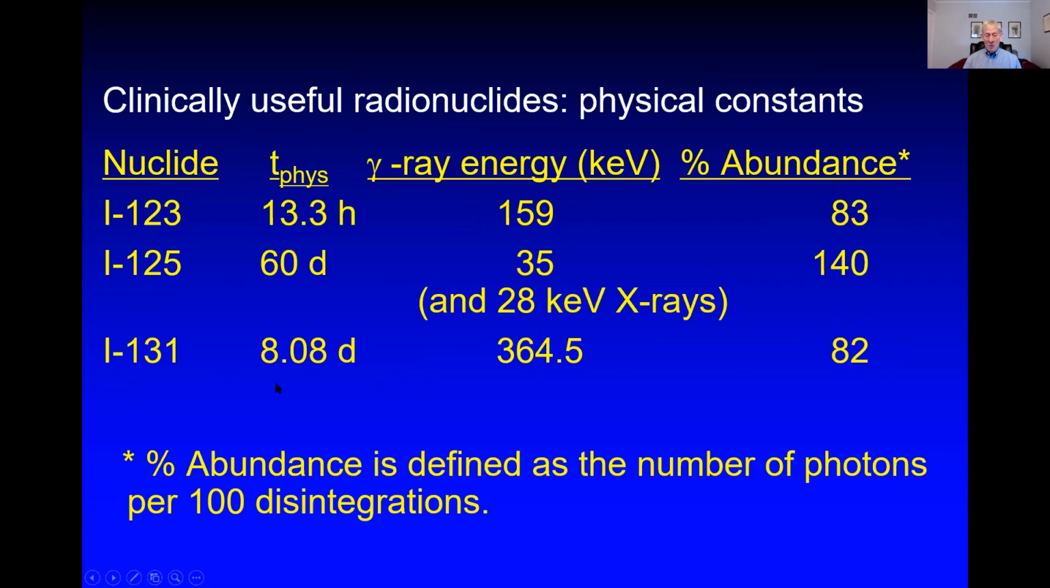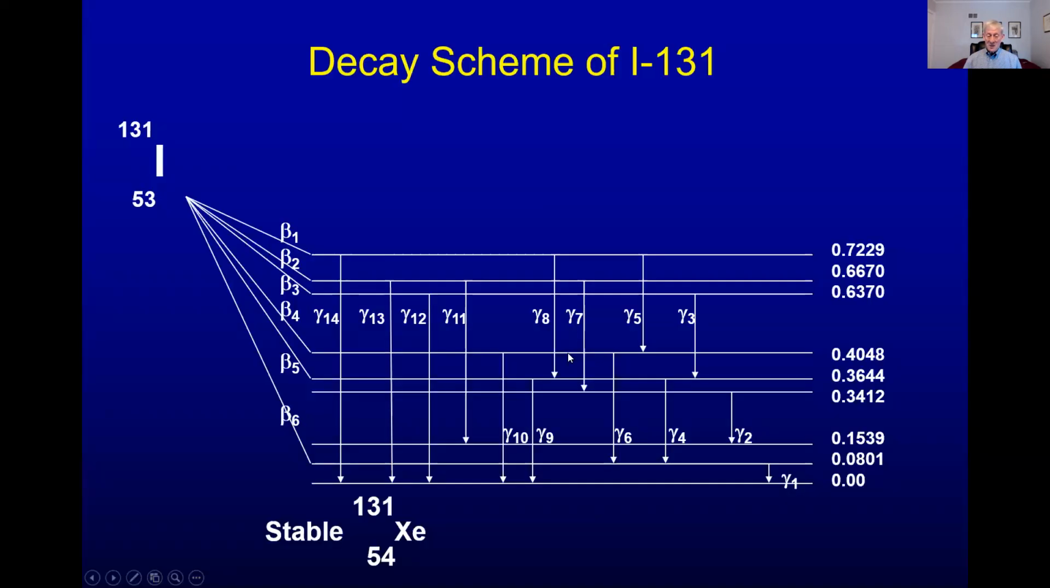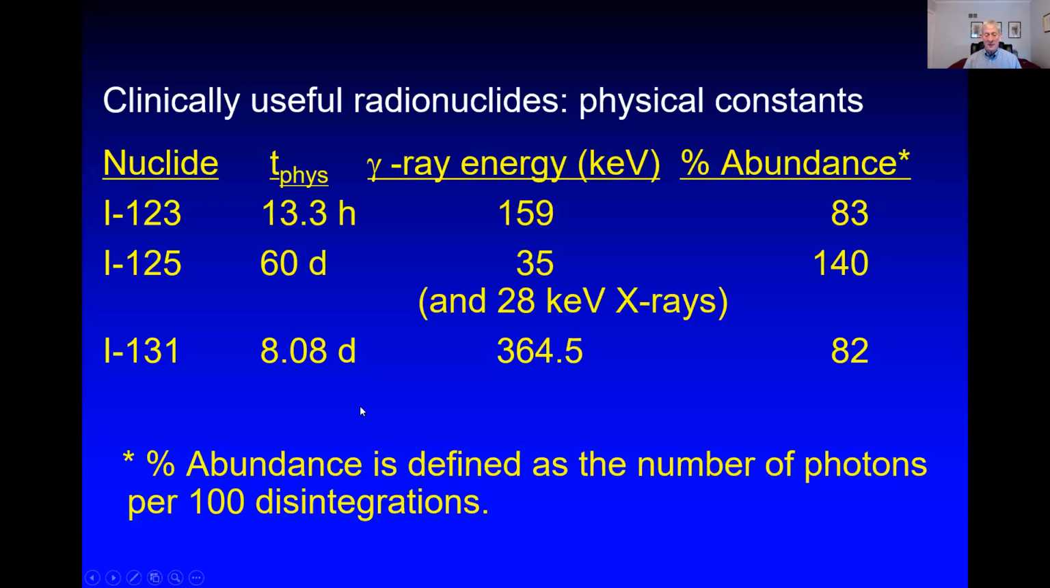Now it turns out that I-131 actually has 19 gammas, but I didn't have room for all of them. But that's what the decay scheme looks like. There are 6 different betas going to 6 different energy levels. And then we have the 14 gammas that I'm showing you here going from many levels to many other levels. Let's go back for a moment. We're going to come back to that.